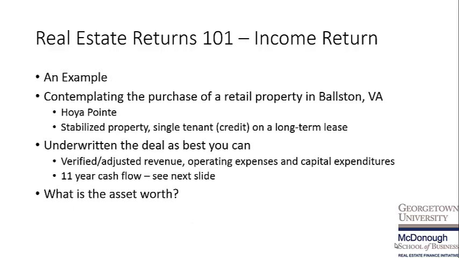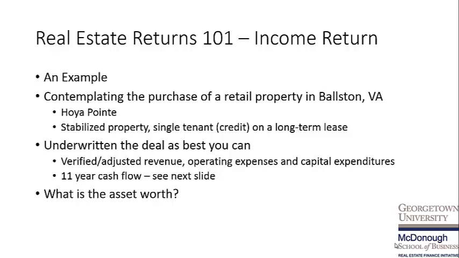So let's talk about an example. You are contemplating the purchase of a retail property in Ballston, Virginia called Hoya Point. This is a stabilized property that has a single tenant that is credit quality on a long-term lease. You have underwritten the deal as best you can, meaning you have verified and adjusted the revenue, the operating expenses, and the capital expenditures, to arrive at an 11-year cash flow, which we're going to see on the next slide.